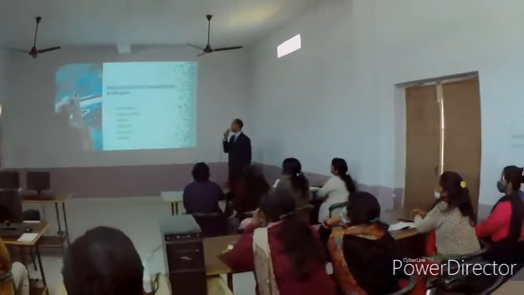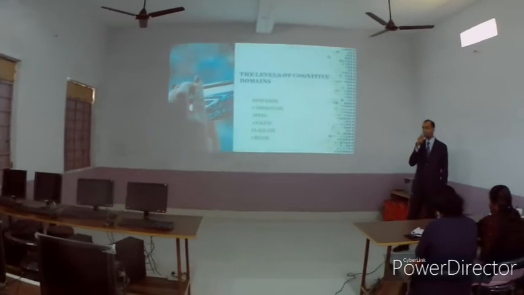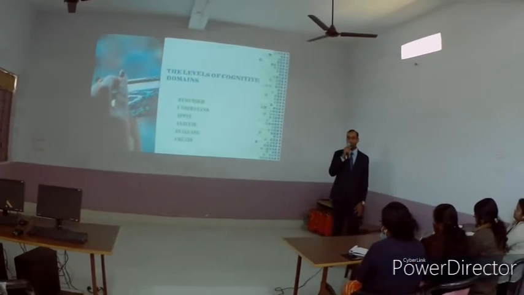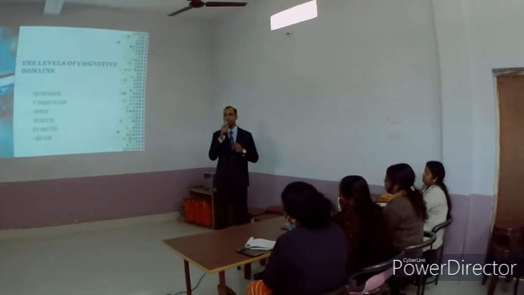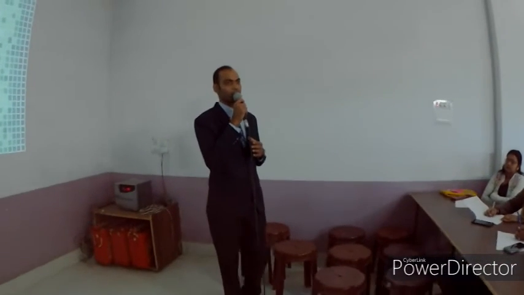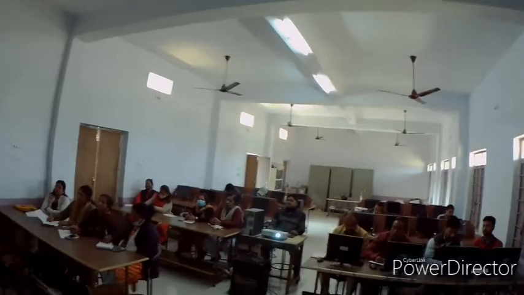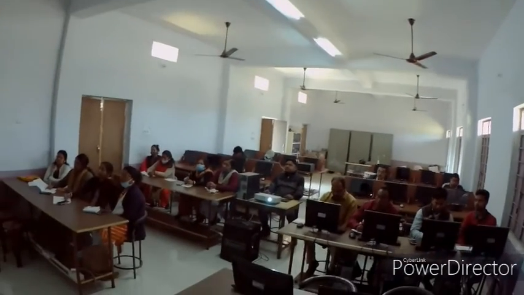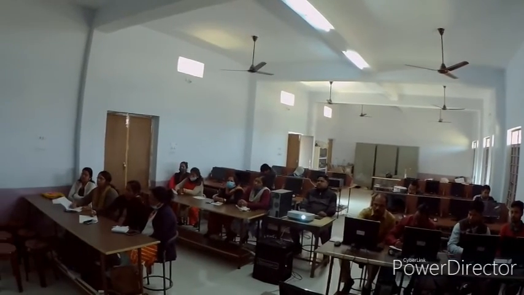Now there are 6 subdomains under the cognitive domain. There are 2 types of cognitive levels. This is the old one, the original one, which was developed in the year 1956 by Benjamin Bloom. We will differentiate between the old and revised in the next slides. So first is remember, second is understand, third is apply, fourth is analyze, then evaluate and create.